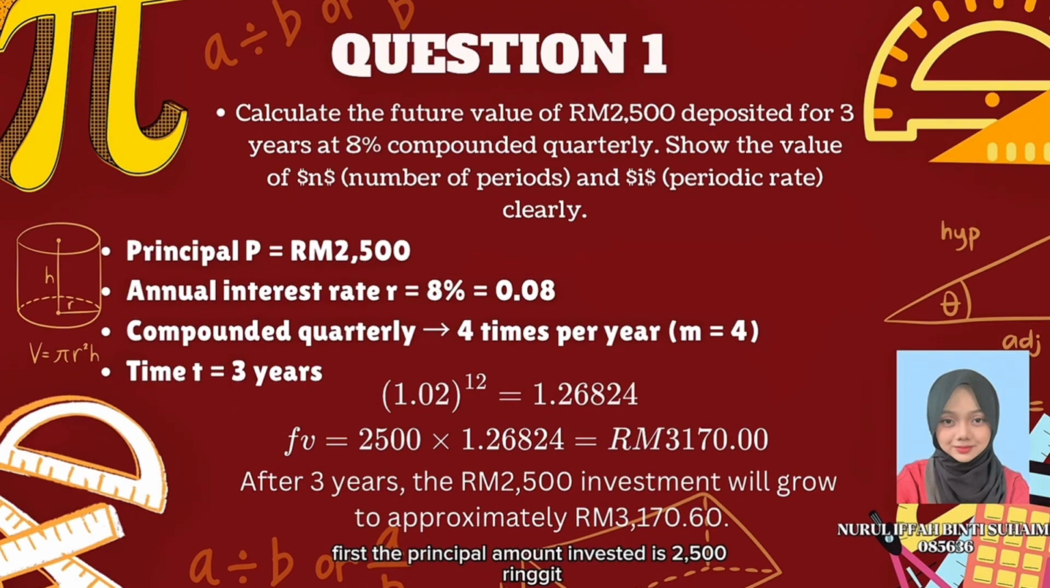First, the principal amount invested is 2,500 ringgit. Second, the annual interest rate is 8%, which is 0.08 in decimal form. Third, the investment period is 3 years. The interest is compounded quarterly, meaning 4 times a year.